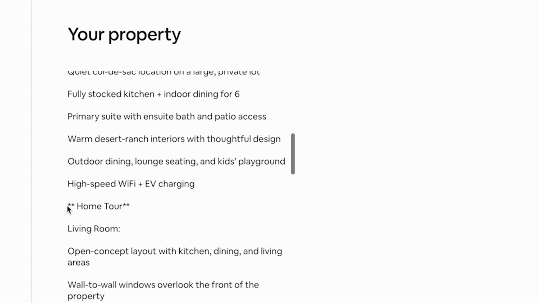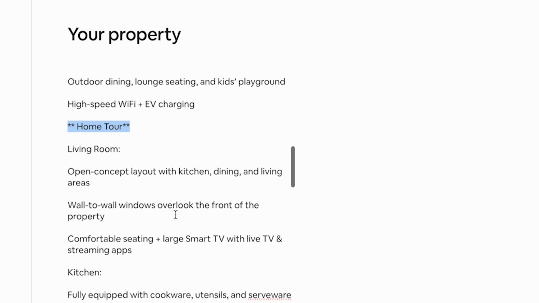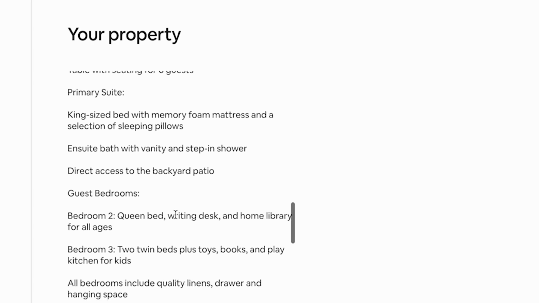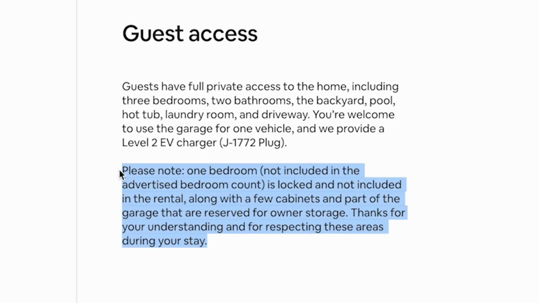EV charging, and then below that we include a home tour where we go room by room and describe things like what type of beds are in each room and if there's a bathtub and a shower in the bathrooms. In the guest access section, we say the guests have exclusive access to the whole property, but you'll want to list off if there's any locked off areas or supply closets that are locked. In our case here, we actually lock off a whole bedroom, but that isn't included in the bedroom count of the listing, so we make that clear, but there is a locked room that we keep all of our personal stuff in while we're away.